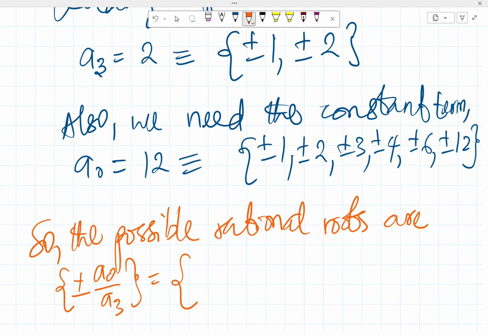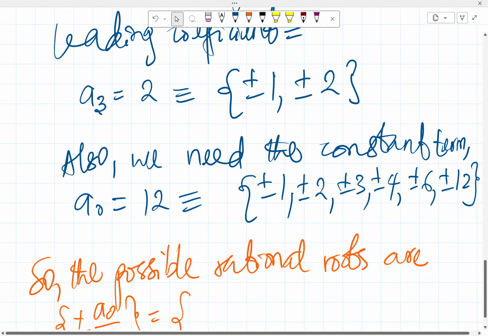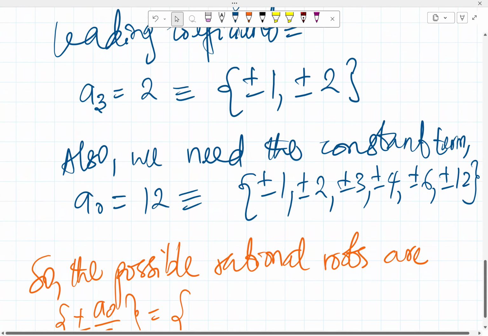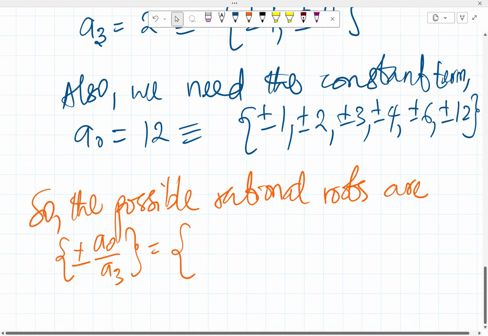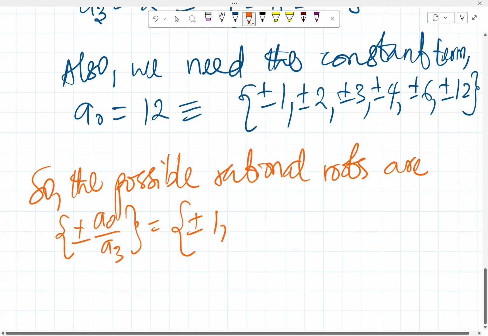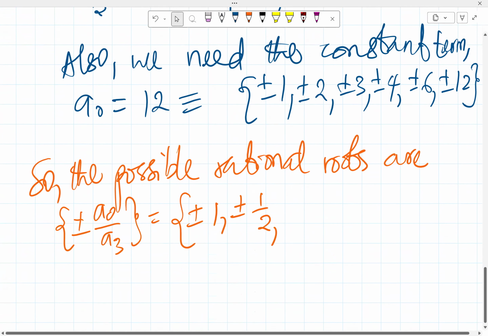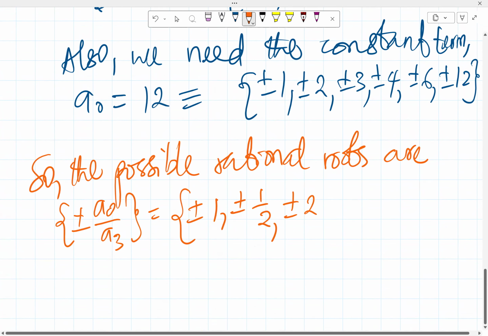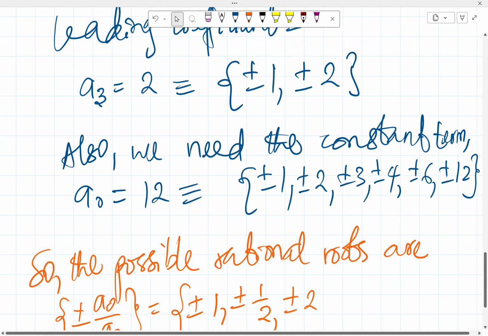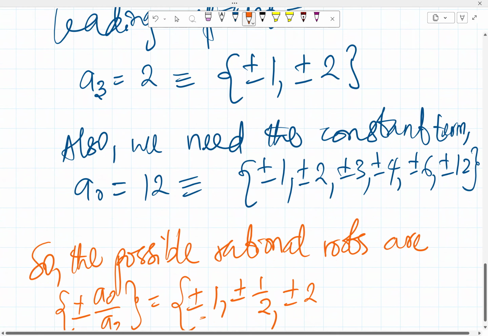Okay, so let's check them out now. A naught over A3: plus or minus 1 over plus or minus 1, that's plus or minus 1. Then plus or minus 1 over plus or minus 2, that's plus or minus 1 over 2. Then plus or minus 2 over plus or minus 1, that is plus or minus 2. Then plus or minus 2 over plus or minus 2, that's plus or minus 1, that you already have.